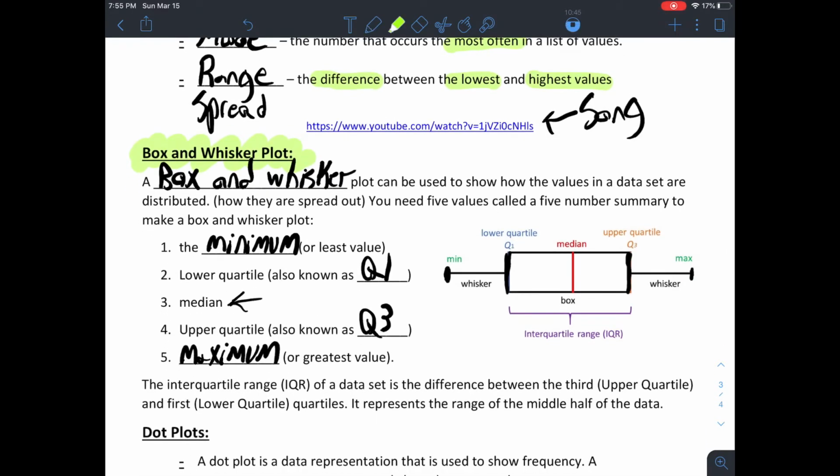Something that may be new this year is the interquartile range, or the IQR, which is the difference between the upper quartile and the lower quartile. This represents the middle range, the range of the middle half of the data. It's actually represented on a box and whisker plot by the box itself, the entire box.